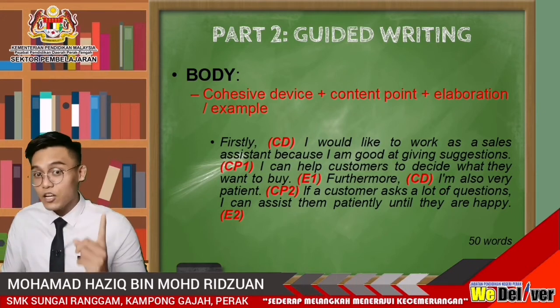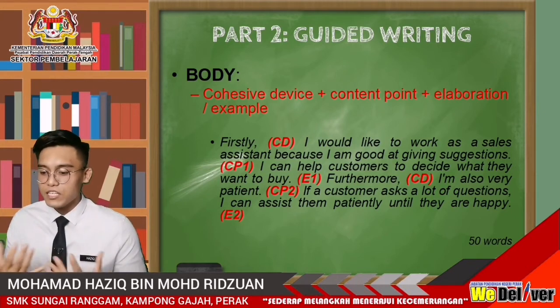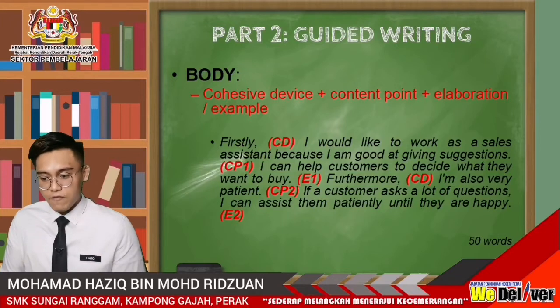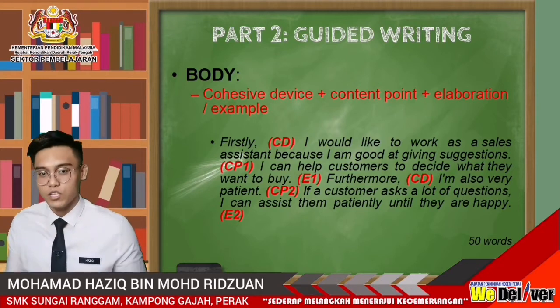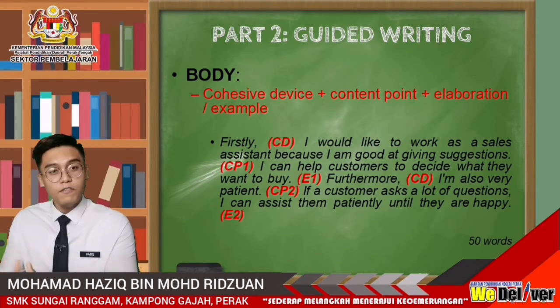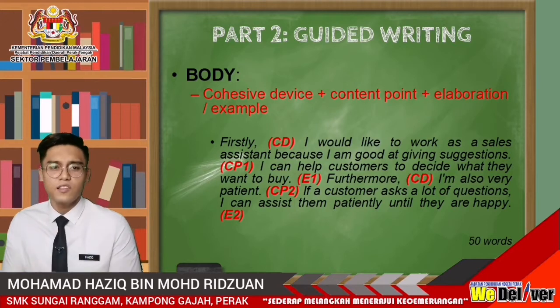Furthermore, that is the second cohesive device. I'm also very passionate, your second content point. If a customer asks a lot of questions, I can assist them patiently until they are happy. So that's your second elaboration point. And I got 50 words. Just nice for this paragraph.